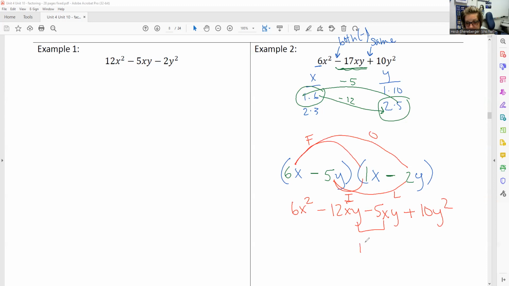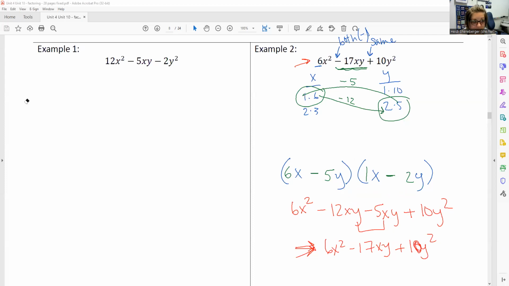I combine these to be 17xy. Bring that down, bring that down. That's a 0. That's the weirdest 0 I've ever written. Does this here match this up here? It does. So that means this is not my answer, right? I got to go back up here to this. This is all my answer. Right here, these are my two binomials that factor this guy.